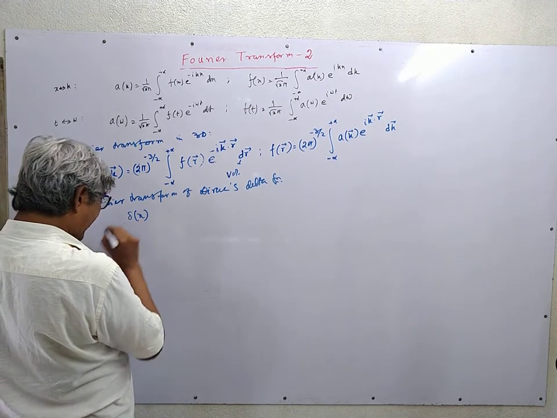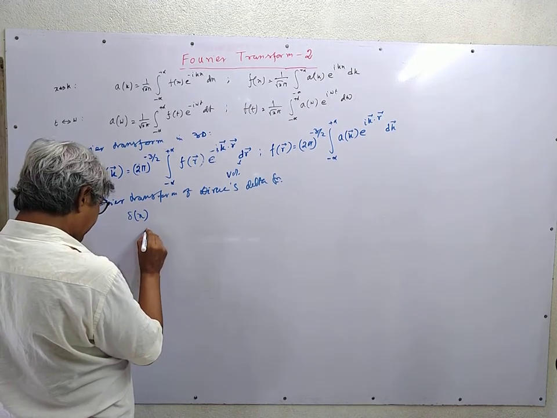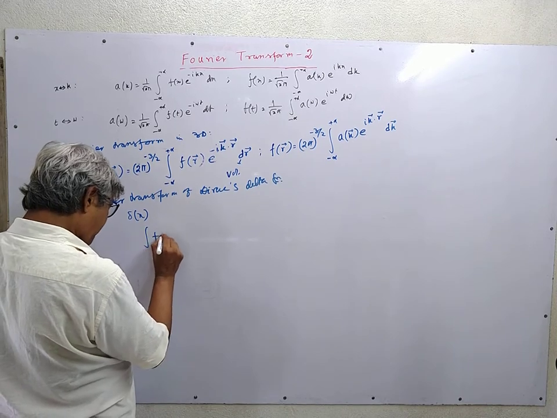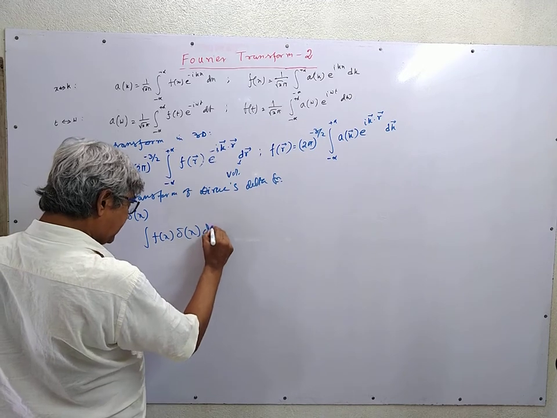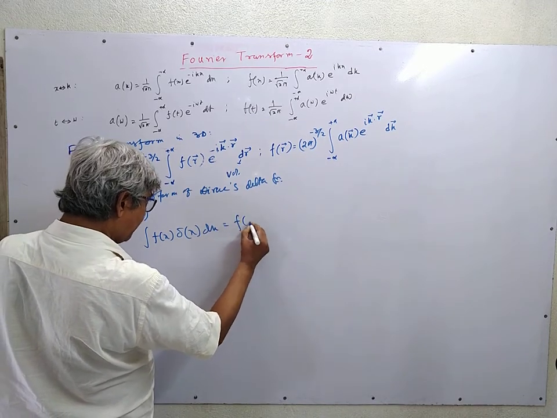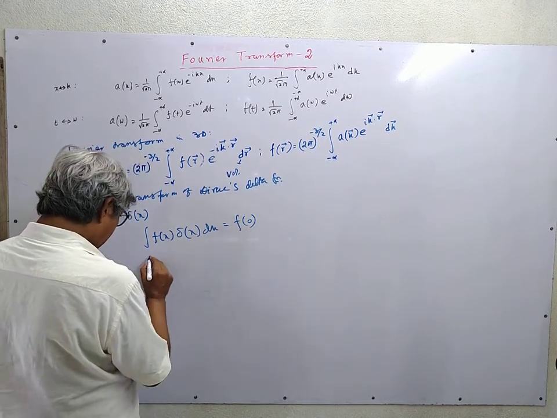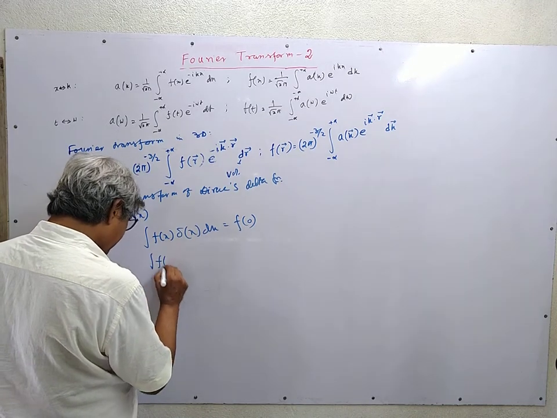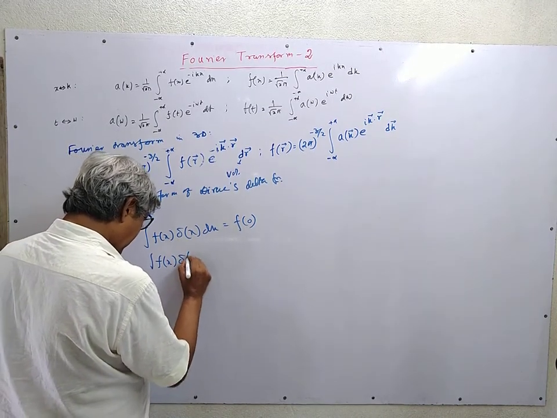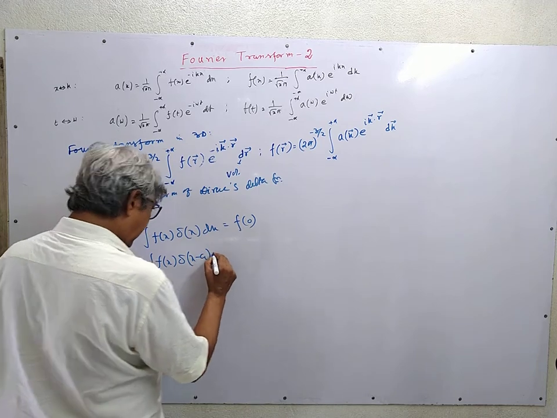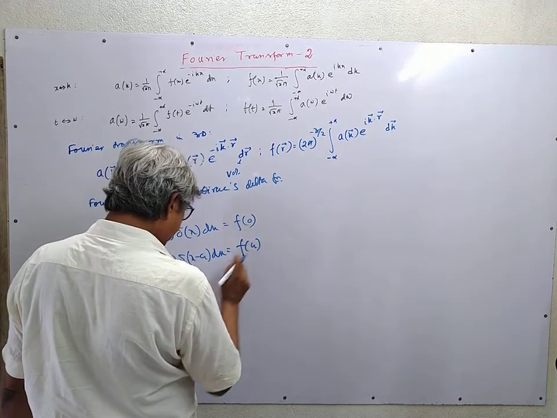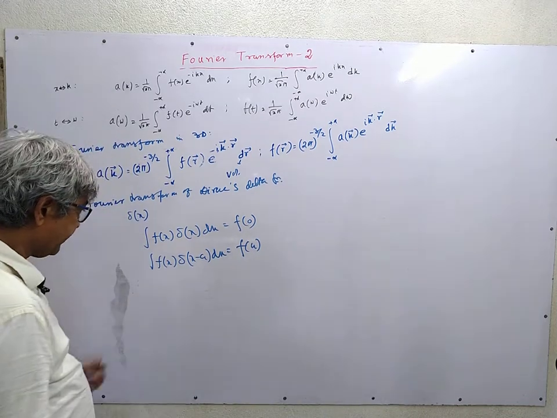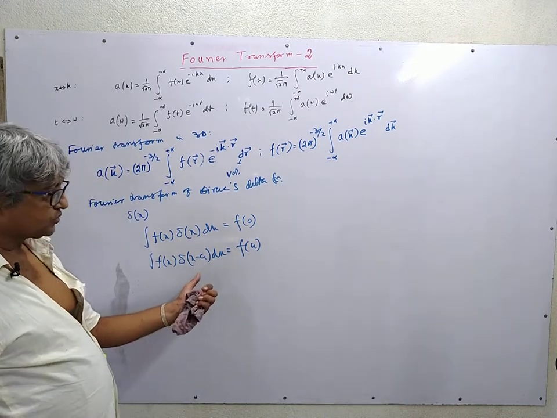Delta of x is defined by the property that the integral of f of x delta of x dx is equal to f of 0. To be specific, for the other case, the integral of f of x delta of x minus a dx is equal to f of a, when the region of integration includes x equal to a.